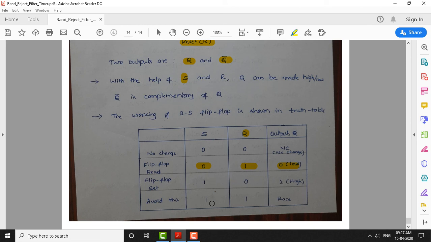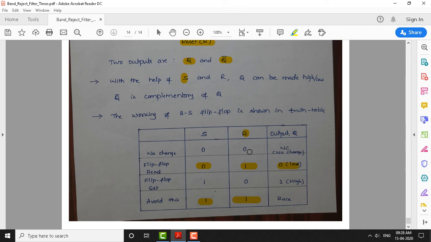The last state is called the forbidden state, where you cannot apply S as 1 and R as 1 simultaneously. So it enters into the race condition. Therefore, we strictly suggest not to apply both input signals as 1 and 1. This combination has to be avoided. This completes the RS flip-flop, one of the important components in the 555 timer. The rest of the components we'll discuss in the next class.